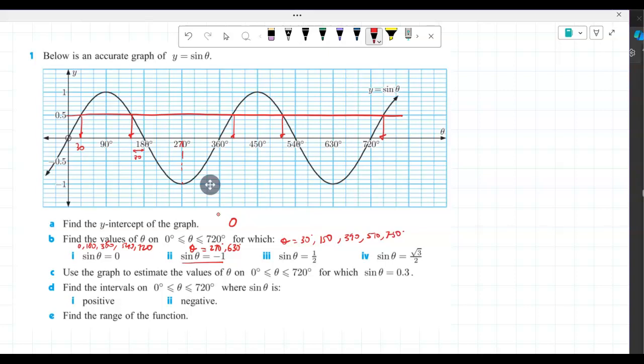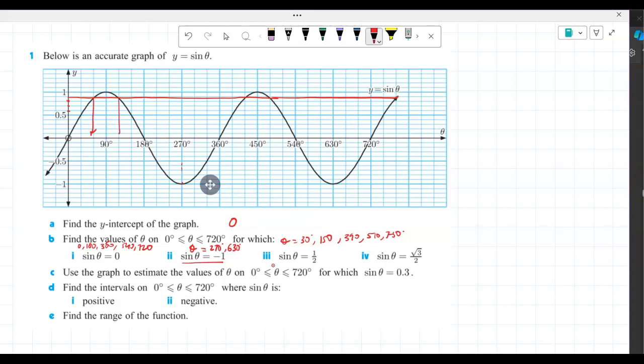Okay. Root 3 by 2. Now what's root 3 by 2? Tell me. Root 3 by 2 is how much? On your calculator, just check what root 3 by 2 is. So 0.866. So 0.6, 0.7, 0.8. So here basically, somewhere here, almost 0.9. Correct? So how much will that be?